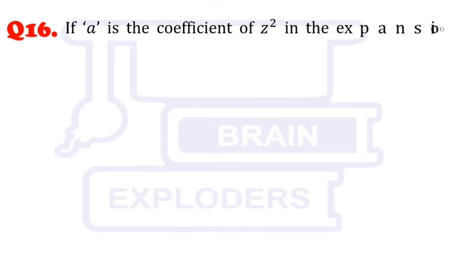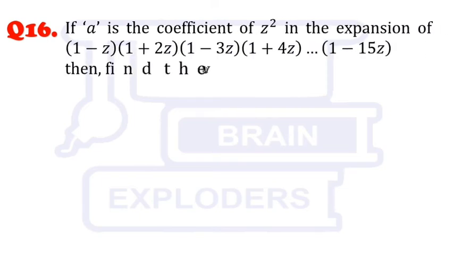If a is the coefficient of z square in the expansion of (1 minus z) times (1 plus 2z) times (1 minus 3z) and so on, then find the value of mod a.